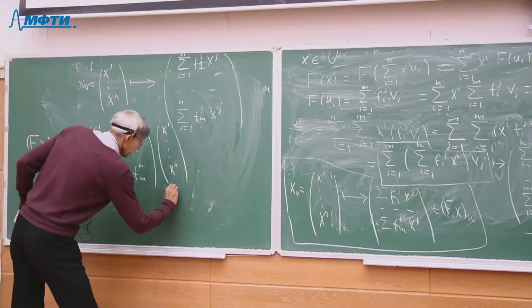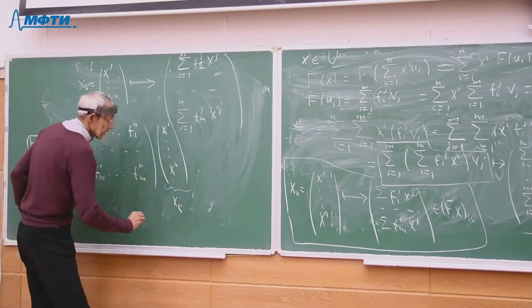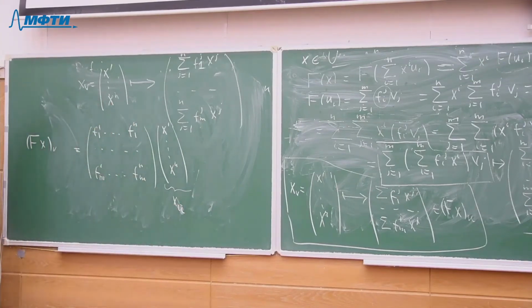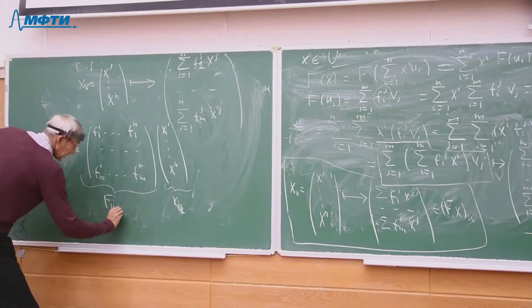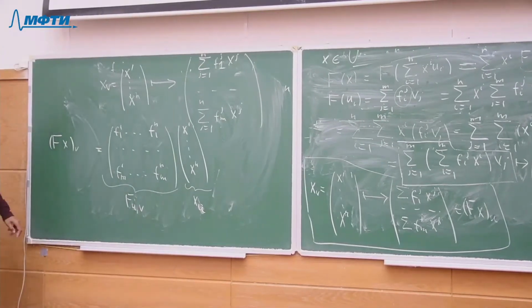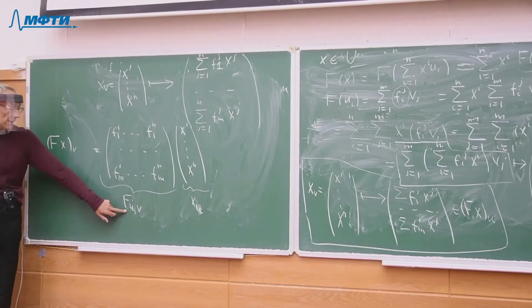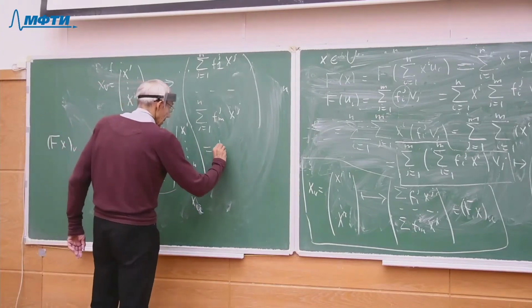This element is the coordinates of the vector x in the basis U, I'm sorry. And I obtain the same matrix. I will denote this matrix by F with two upper indexes U and V, which denote the bases U and V. And I obtain the following formula.